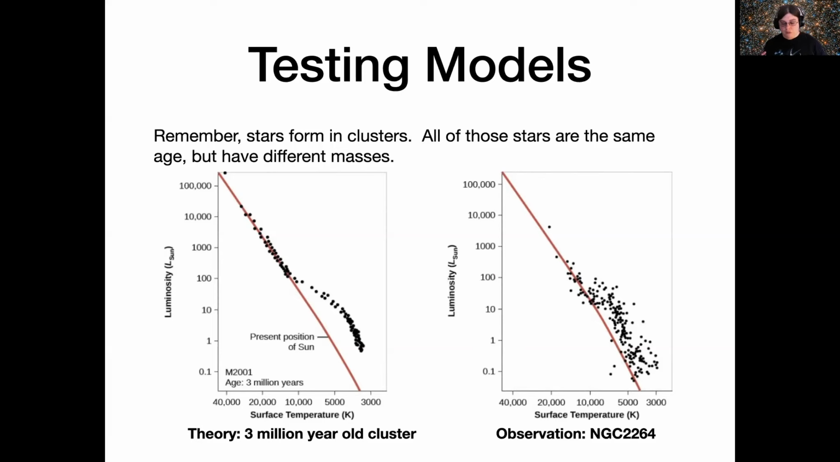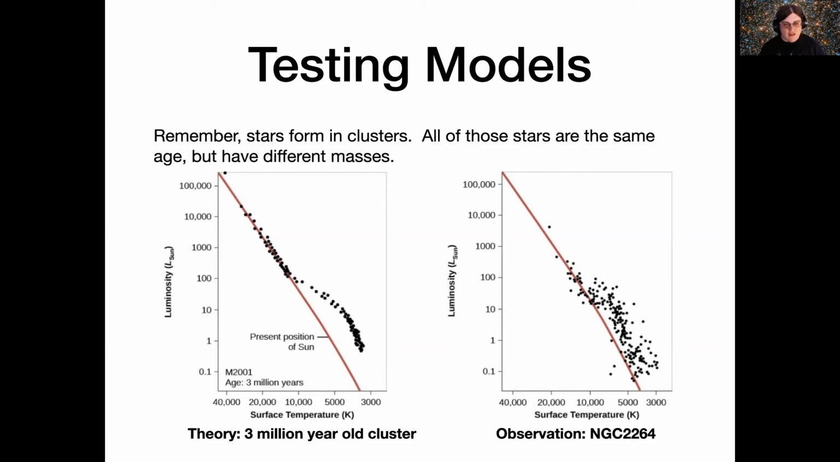And not only will we learn how old the cluster is, but we'll be able to make sure we can match that cluster to a group of stars of different masses but the same age. So for instance, here on the left, we have our theory. This is what a cluster that's 3 million years old would look like, or a cluster made of 3 million-year-old stars. And you can see out to maybe about 10,000 Kelvin, all those stars have settled onto the main sequence.